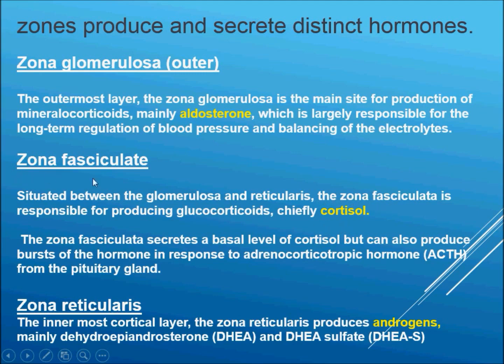This layer, Zona Fasciculata, secretes a basal level of cortisol, but can also produce a burst of hormone in response to ACTH. ACTH is adrenocorticotropic hormone, which I have already taught you in detail in my previous sections of the presentations. So please refer to that also for better understanding. Okay. Now the third layer, which is the innermost layer, is known as Zona Reticularis. Zona Reticularis produces androgens, and more specifically DHEA and DHEA sulfate. Okay, but we won't be going into detail of it.